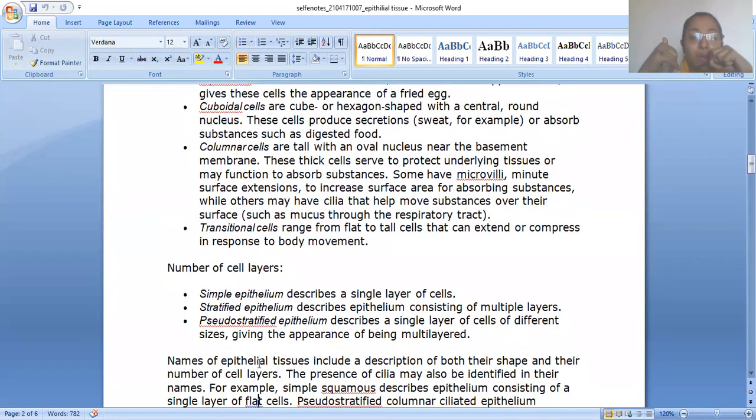Now on the basis of number of layers: simple epithelium, a single layer of cells; stratified epithelium, consisting of multiple layers; and pseudostratified epithelium describes a single layer of cells of different sizes, giving the appearance of being multi-layered. So the layer is single, but the cells are of different size. Some are thick, some are small, some are columnar, some are cuboidal. So it gives the appearance of layering. That's why the name is pseudostratified epithelium.